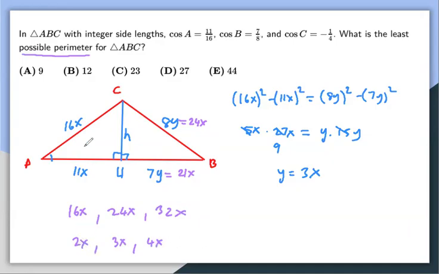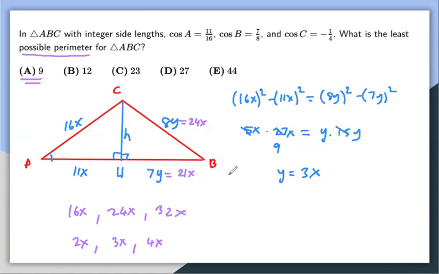Okay, since we want to get the smallest, I can choose x to be 1, so that will be 2, 3, and 4, which sums to 9 as well. So I think this is a bit better than the first approach because we never use the law of cosine or law of sine. We're just using the Pythagorean theorem, which is our backbone, and also just the definition of the sine, cosine functions. So that was my second approach.